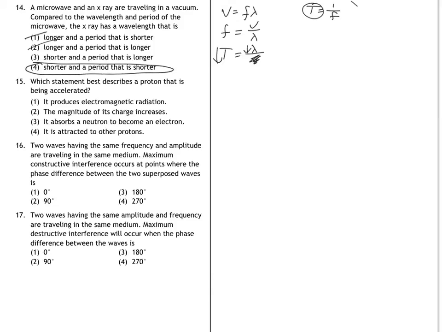So for number 15, we're asked which statement best describes a proton that is being accelerated. And the best answer for this one is that it's going to produce electromagnetic radiation. This is just like a fact that we should remember about electromagnetic radiation, is that it is always a result of a charged particle that's being accelerated.